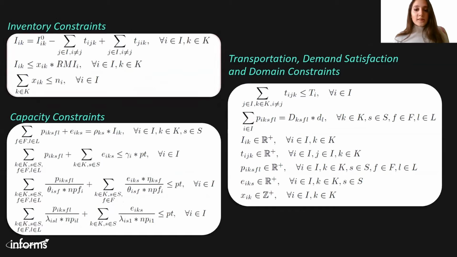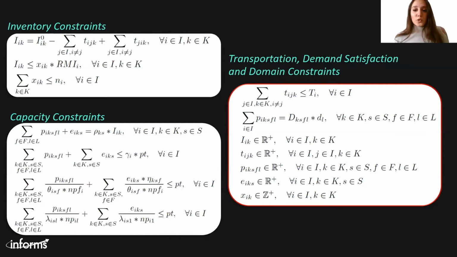Inventory constraints. The first constraint shows the inventory balance and the other two show the usage of RMI drums. Capacity constraints. The first constraint is the classifier split and the other three are the time constraints for classifier, flavoring, and packaging operations respectively. And finally, transportation, demand satisfaction, and the domain constraints.